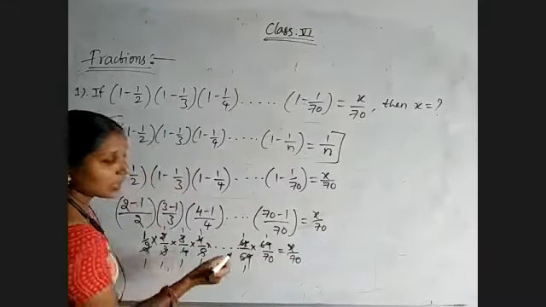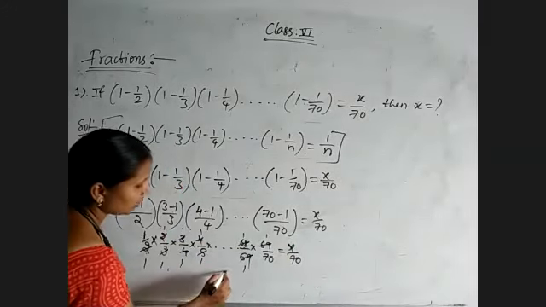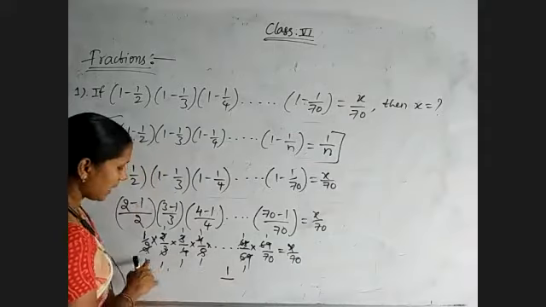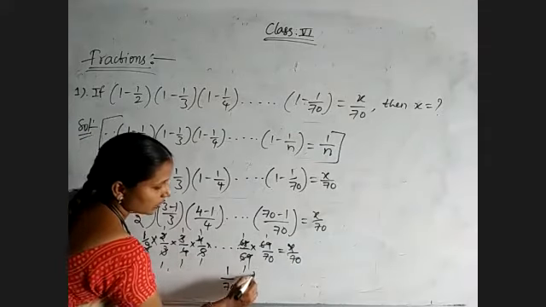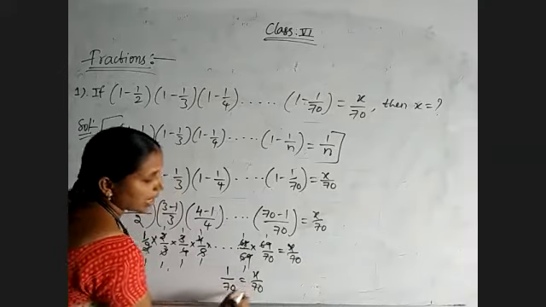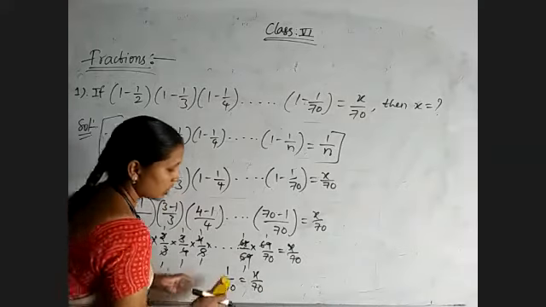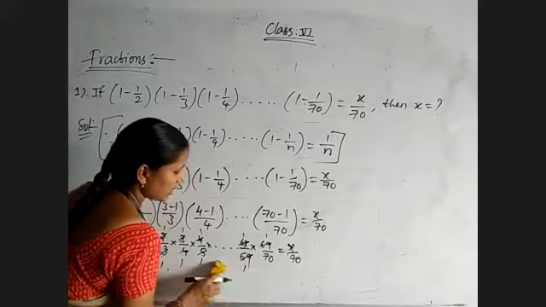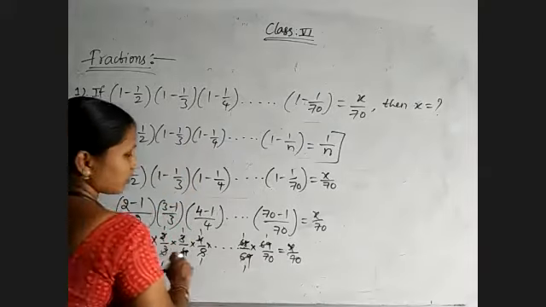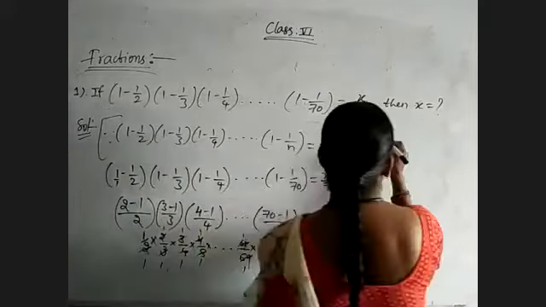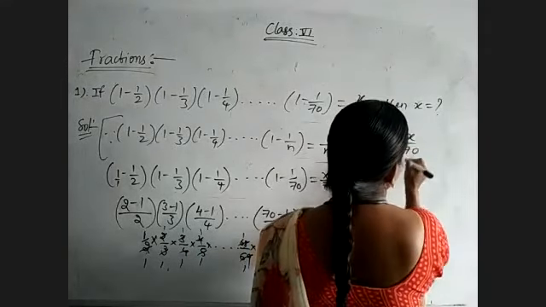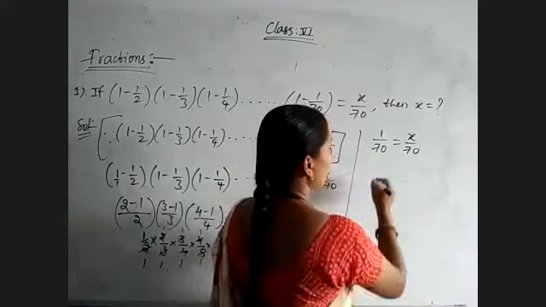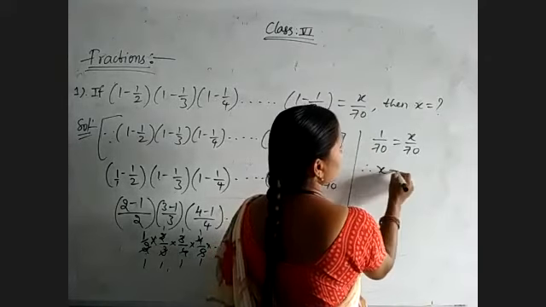So 1 into 1, however many times you multiply 1, we will get 1 only. And in the denominator only 70 is left. So 1 by 70 is equal to x by 70. Just compare both terms, both numerators and denominators. What will you get? 1 by 70 is equal to x by 70 we got. So by comparing numerator and denominator, therefore x will be equal to 1.